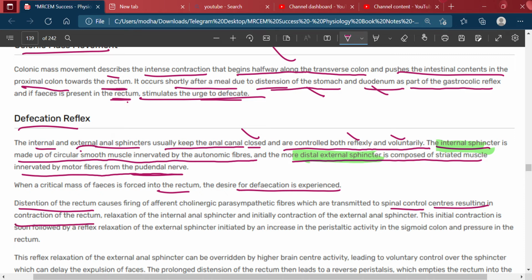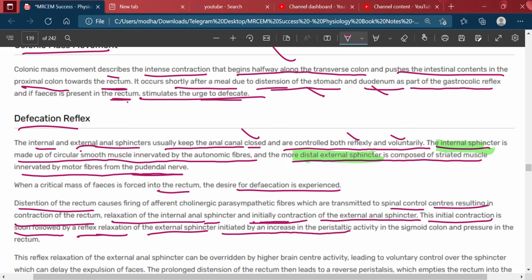This is accompanied by relaxation of the internal anal sphincter and initially contraction of the external anal sphincter. This initial contraction is soon followed by the reflex relaxation of the external sphincter, initiated by the increase in peristaltic activity in the sigmoid colon and pressure in the rectum.